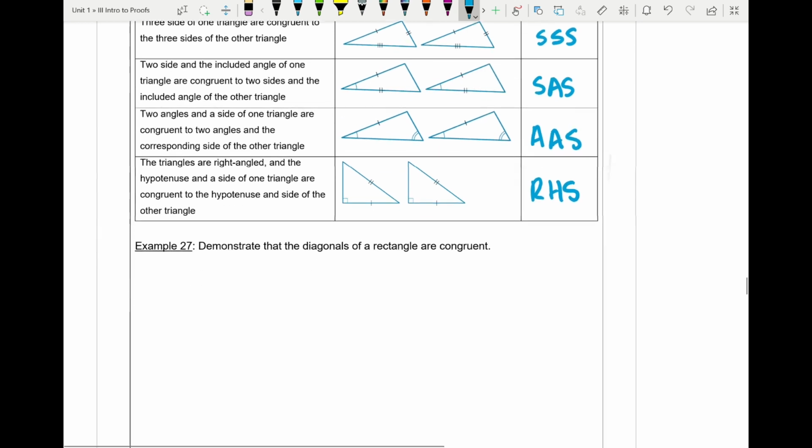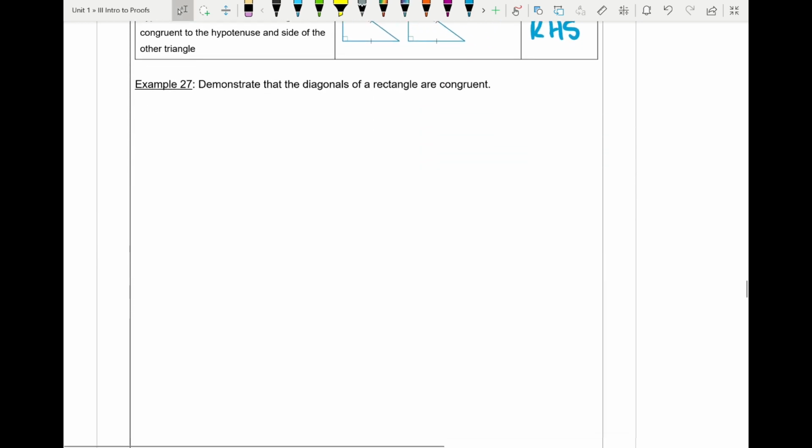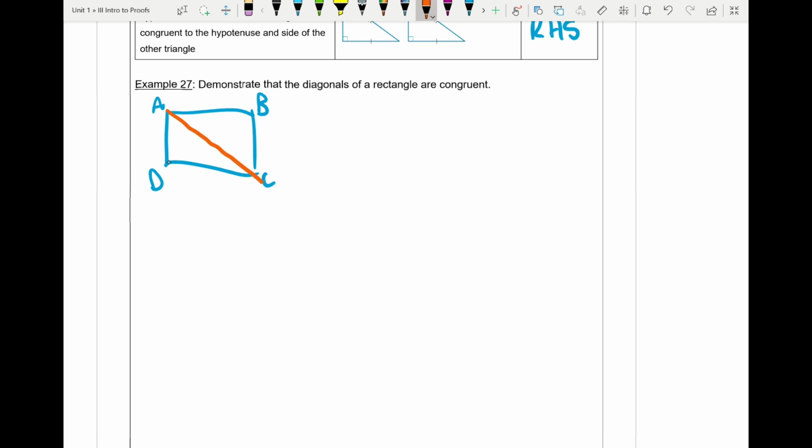So if we wanted to demonstrate that the diagonals of a rectangle are congruent, we would have to use some of these ideas. So first of all, what are we going to do? We need to draw our rectangle. What are we trying to prove? Well, if there's our rectangle, let's call it A, B, C, D. And essentially, we want to show that the diagonal that goes from A to C is congruent to the diagonal that goes from D to B.